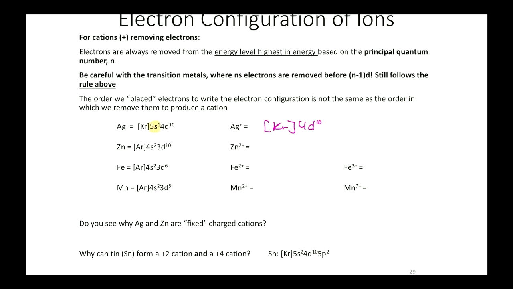Zinc, for the same reason, only forms zinc 2 plus, because what electrons is it going to lose? Those 4s electrons. So then you're just left with argon 3d10. And again, for the same reason, those d electrons aren't going to be lost. It's too much energy. Okay, so those are our fixed charge transition metals. Now let's look at the variable charged ones. Hopefully you can see some commonalities here.